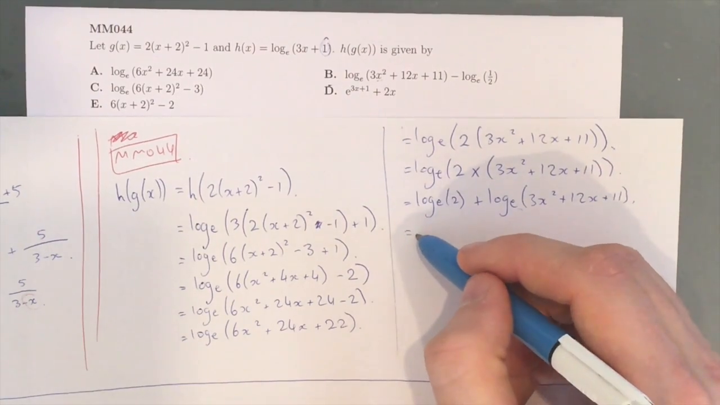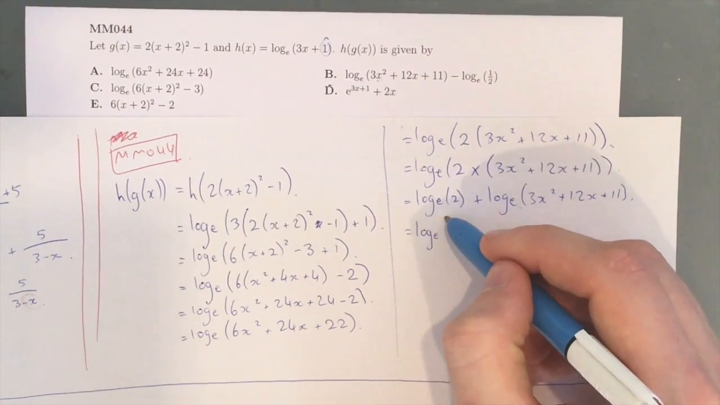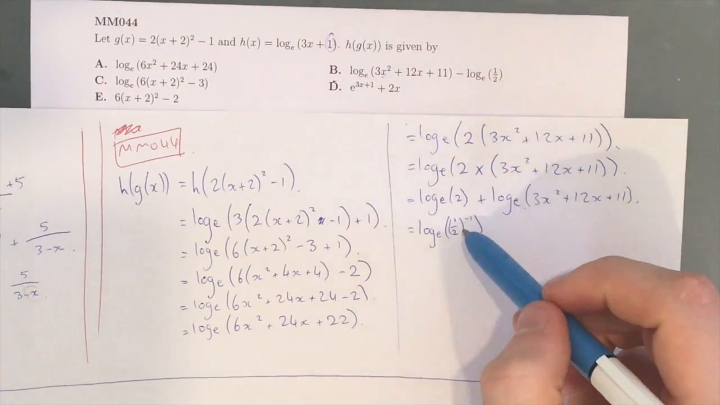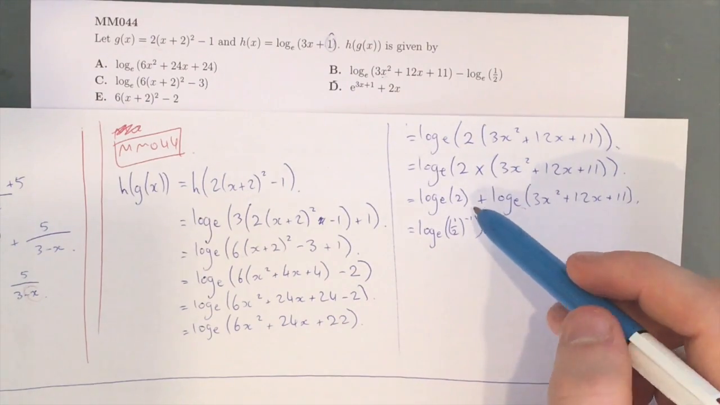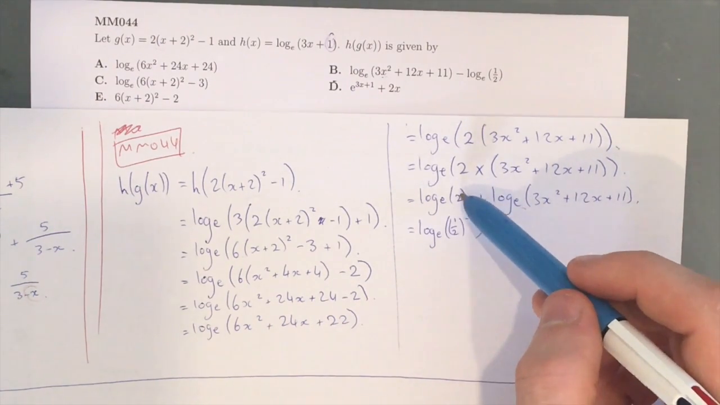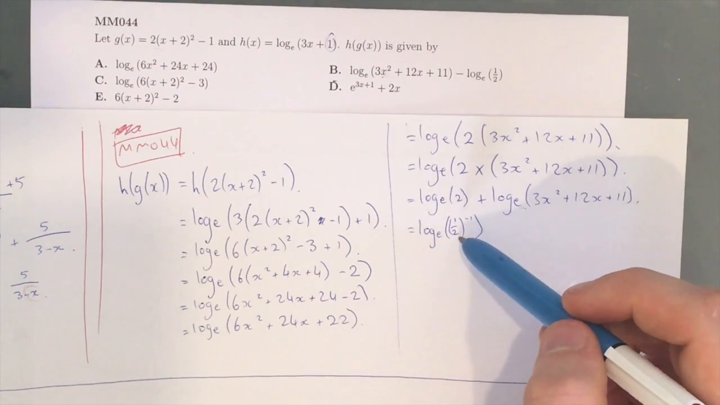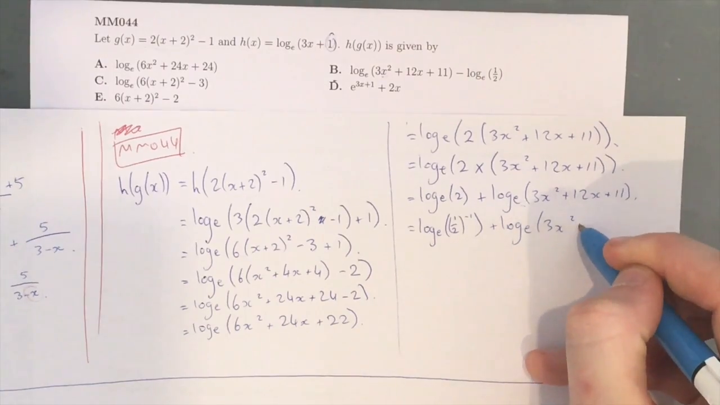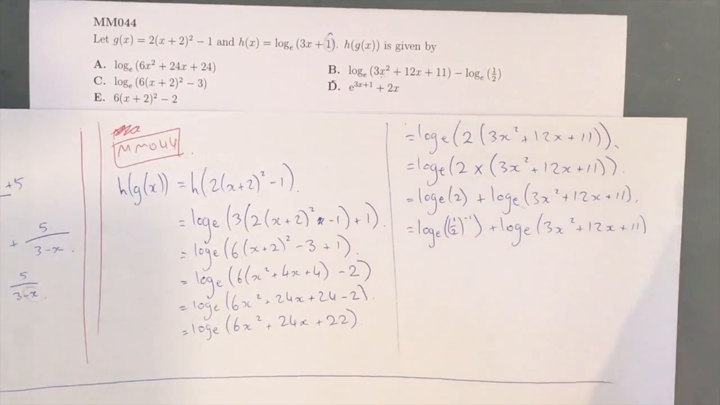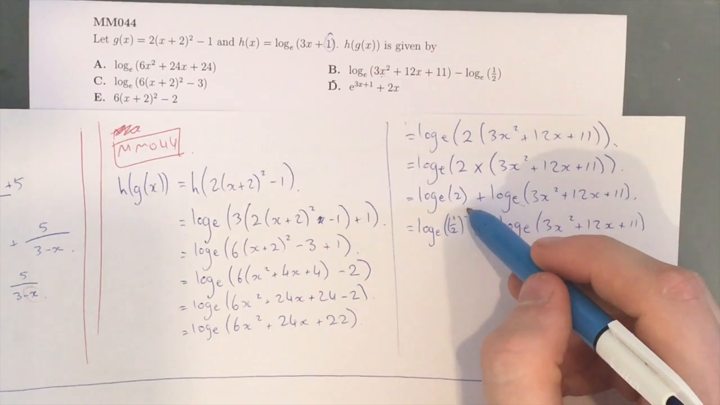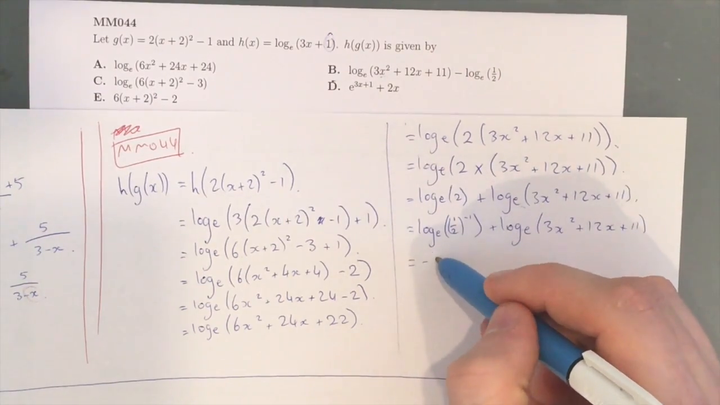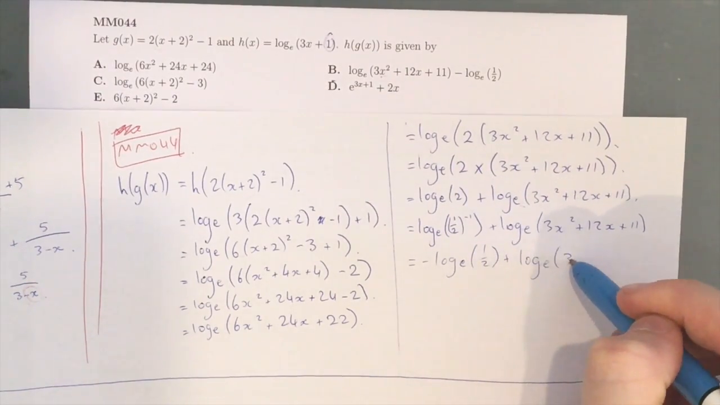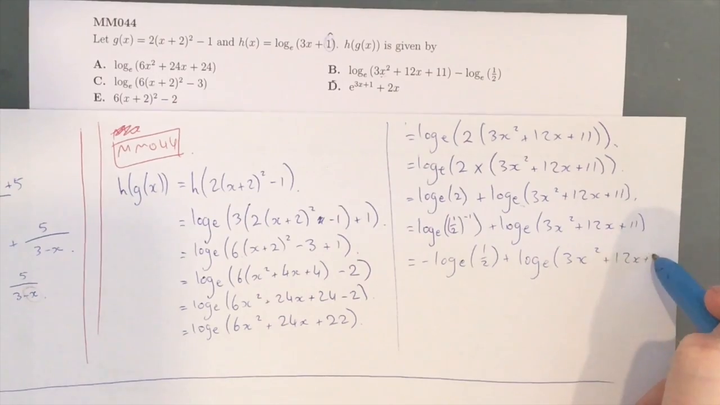because a positive log e of 2, if we do log e of 1/2 to the power of negative 1, this will actually give us positive 2, because 2 to the power of negative 1 is 1 over 2, which means that 1 over 2 to the power of negative 1 is 2, plus log e of 3x squared plus 12x plus 11. And due to our power rule, we can actually bring this negative 1 out the front, which gives us negative log e of 1/2 plus log e of 3x squared plus 12x plus 11.